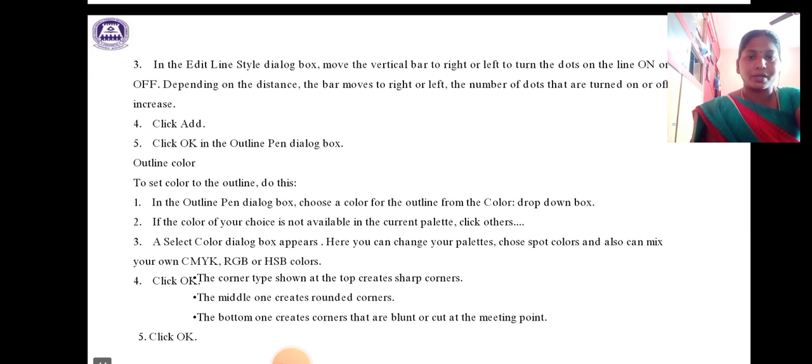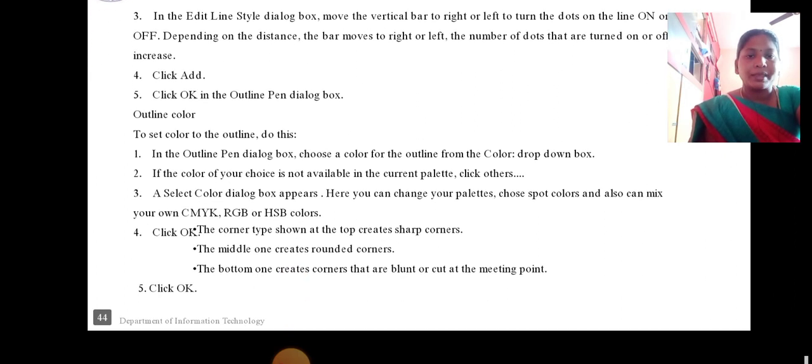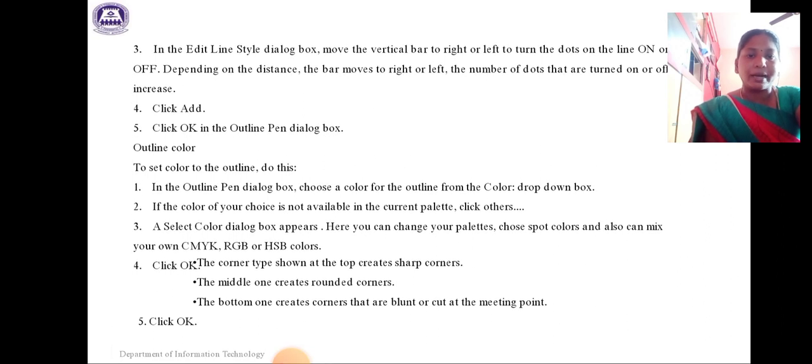Outline color. To set color to the outline, in the outline pen dialog box, choose a color for the outline from the color drop down box. If the color of your choice is not available in the current palette, click others. A select color dialog box appears. Here you can change your palette, choose spot colors and also mix your own CMYK, RGB or HSB colors.